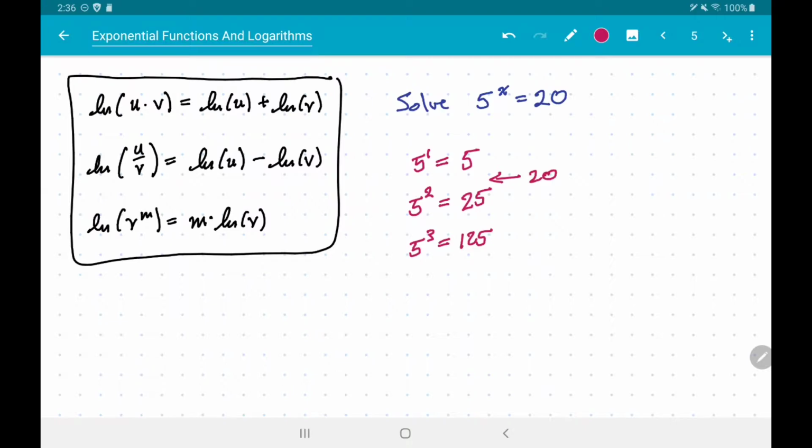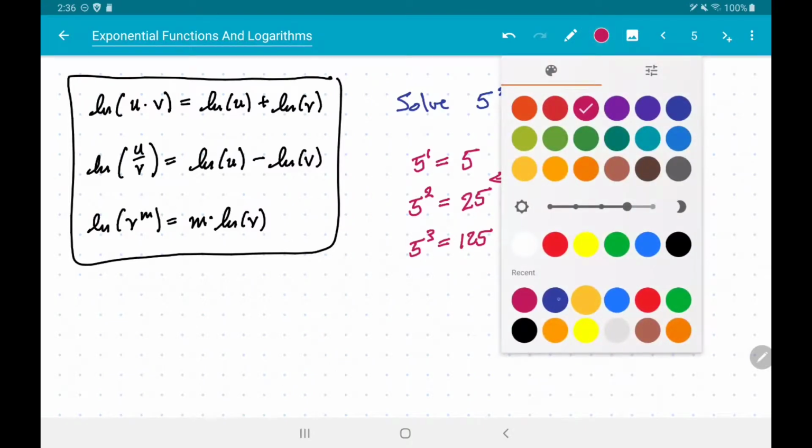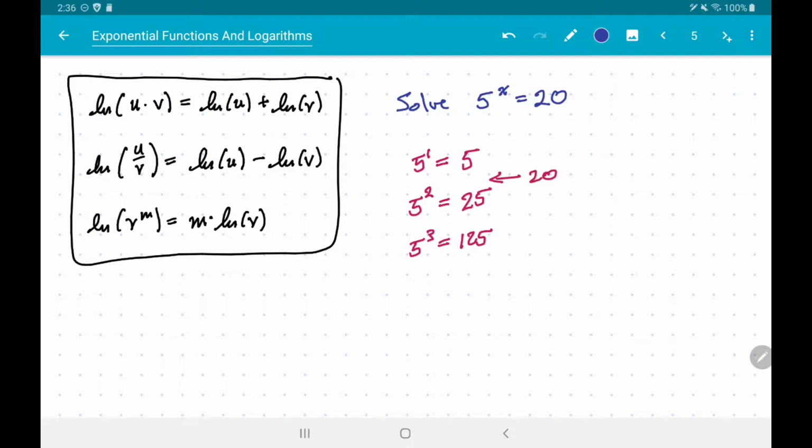But now how exactly are we going to do this? Well, here's where logarithms come into play. What's different about this equation compared to other equations that we've solved in this course is that the unknown is up in an exponent. And the big important thing you can do with logarithms is pull things out of an exponent. So let me show you how this works.